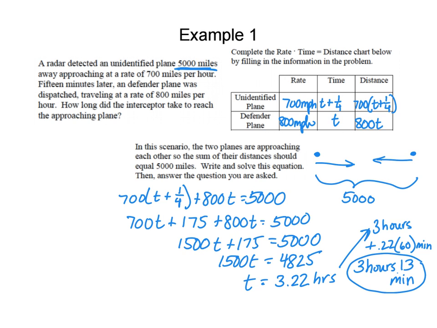Now be very careful about all of this. You've got to make sure that your variable represents the quantity you're supposed to find. If I had made the unidentified plane's time t, in order to get my answer, I would have had to subtract 1/4 of an hour from that.